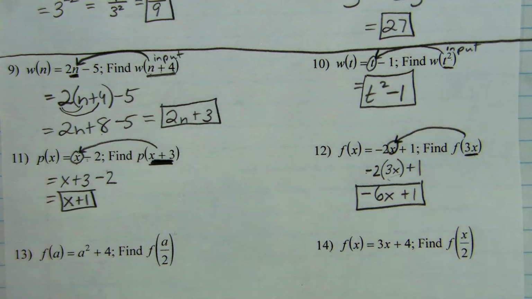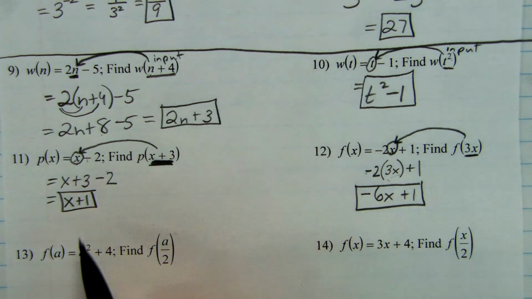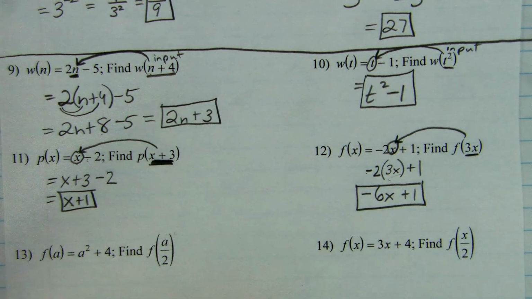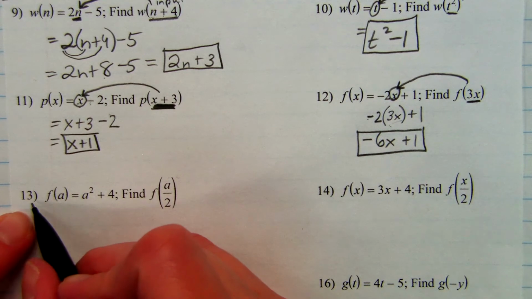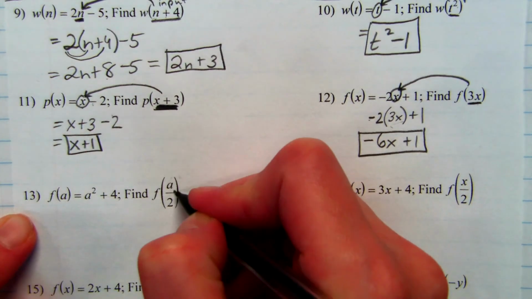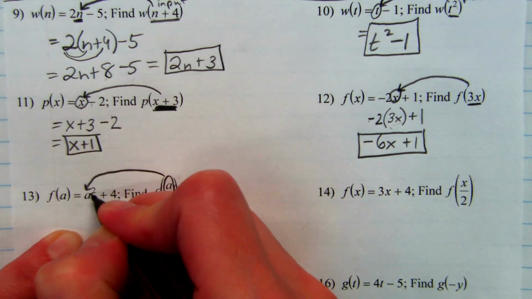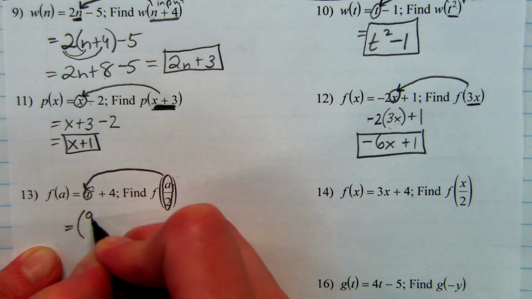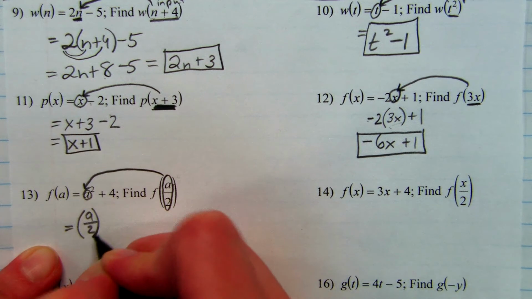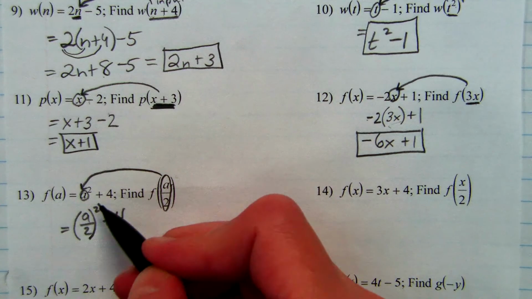Okay, so each of these is a little bit different, but the idea is the same. You're taking the input expression, putting it into the formula, and coming up with a new expression. So on number 13, I'm going to take a over 2, or a halves, and replace the a over here. Because it's a fraction, I'm going to use parentheses, because both the numerator and denominator are going to get squared. And then we're going to add 4. So we're going to go ahead and square that.